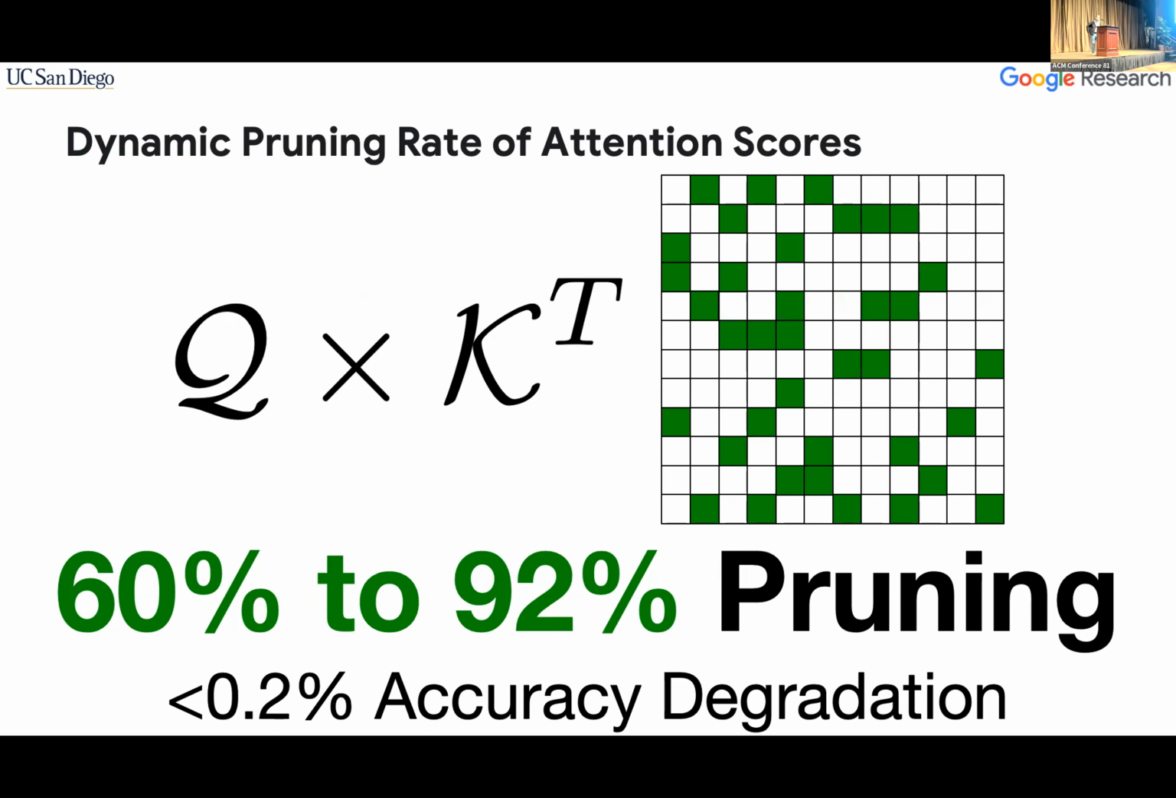In terms of pruning, we get from 60% to 92% pruning ratio. This is the average, and of course it's dynamic, so we average across multiple iterations, with less than 0.2% accuracy degradation on the model.